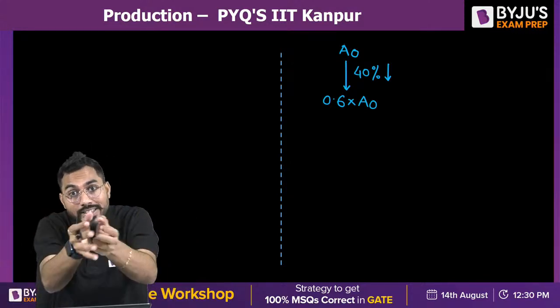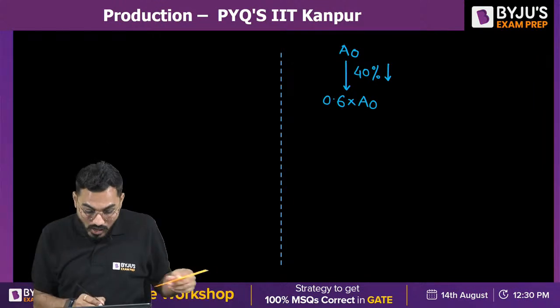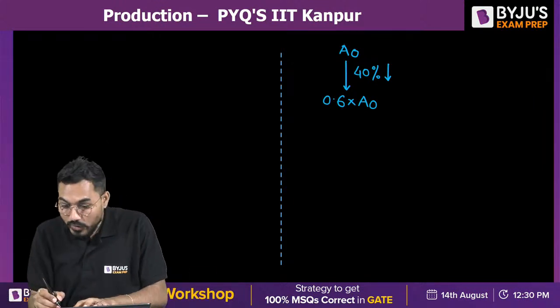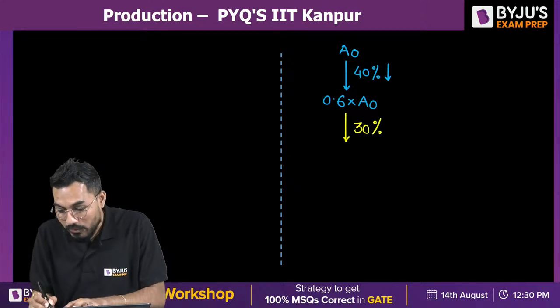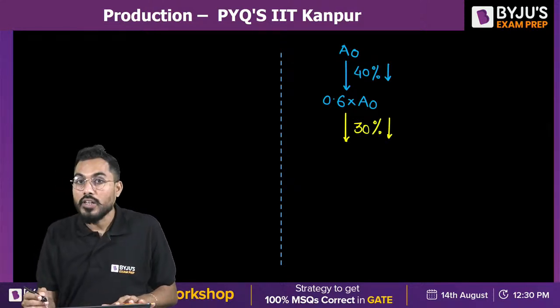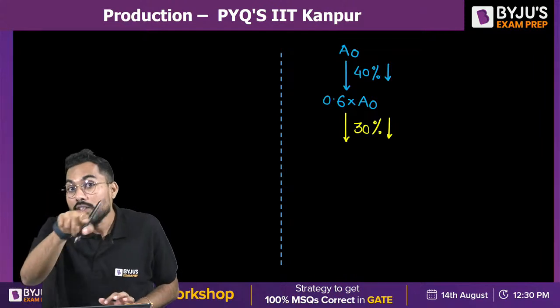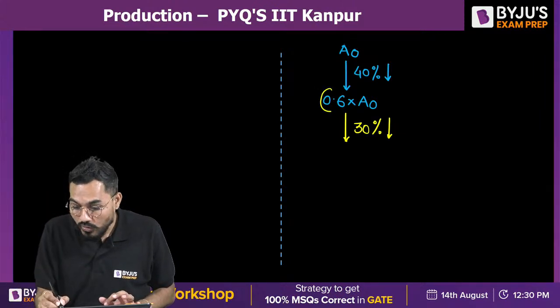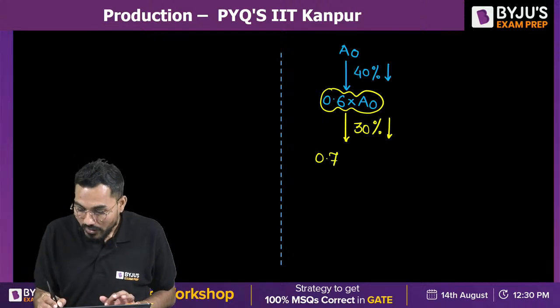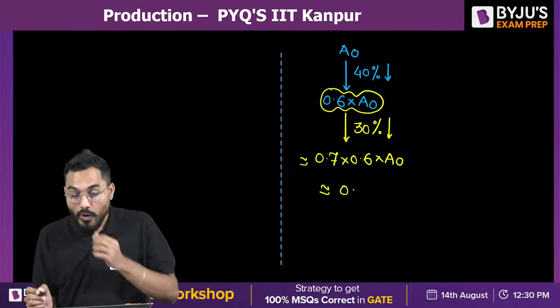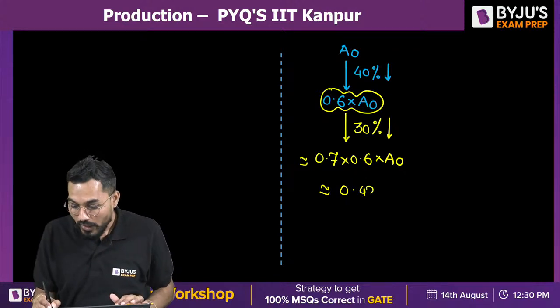Now I take this rod, and in the next stage it is reduced again, by 30%. If 30% is further reduced, how much will remain? 70% of this, 70% of 0.6 into A naught, not 70% of the original. So I'll say 0.7 into 0.6 into A naught is my cross-sectional area right now. That is exactly equal to 0.42 into A naught.